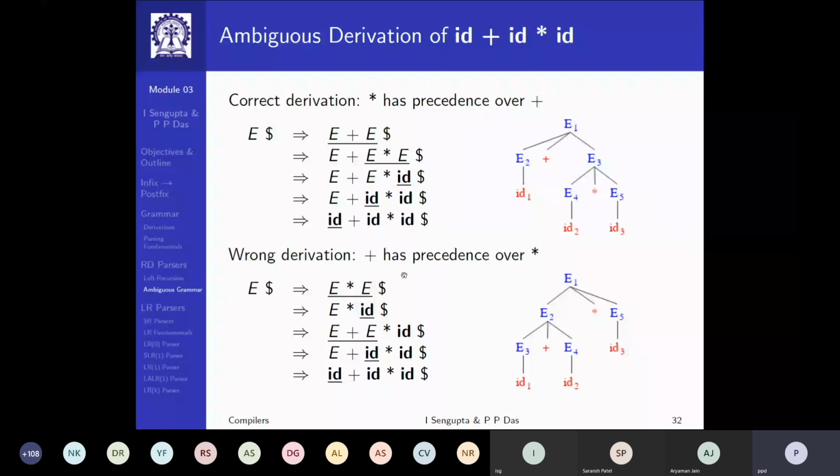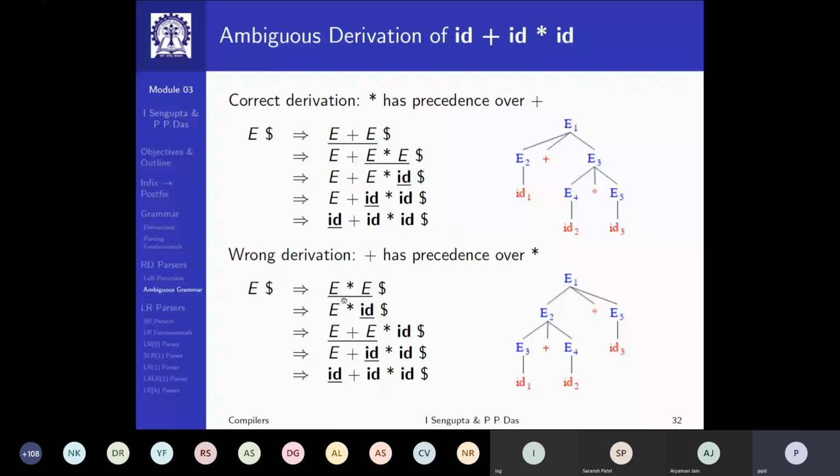And according to this derivation, I've formed this parse tree. E produces E plus E. Then this E produces E star E. This third E, which is E5 here, produces ID. The second E, which is E4 here, produces ID2. The first E produces ID. Right? So this is a rightmost derivation, and there is a corresponding parse tree.